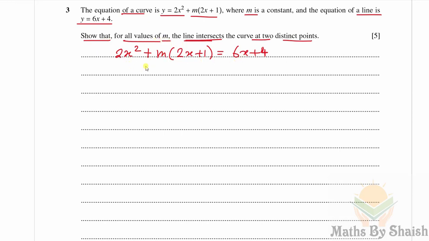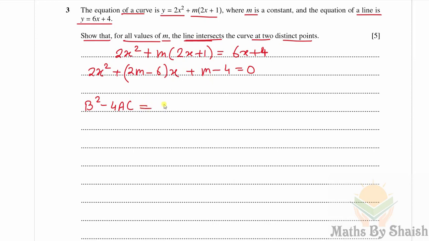So let's calculate it. We can rearrange it: 2x squared, this is 2mx and it is 6, so it becomes (2m minus 6)x. Here it is m and here it is 4, so it becomes m minus 4 is equal to 0. Now we have a quadratic equation in x. So for two distinct solutions, first of all we'll calculate b squared minus 4ac. And if it is greater than 0, then it is going to intersect at two distinct points.